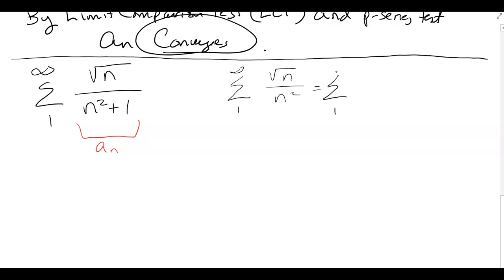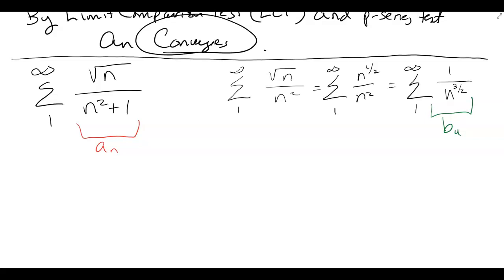Well, what is that series? From 1 to infinity, that's n to the 1/2 over n squared. Well, we know how to work with exponents. 1/2 minus 2 is not 1, it's negative 3/2, so 1 over n to the 3/2 from 1 to infinity. Here is my b sub n. So let's finish up and talk about b sub n. Well, that's just a p series, right? Yep, did it again. I know.